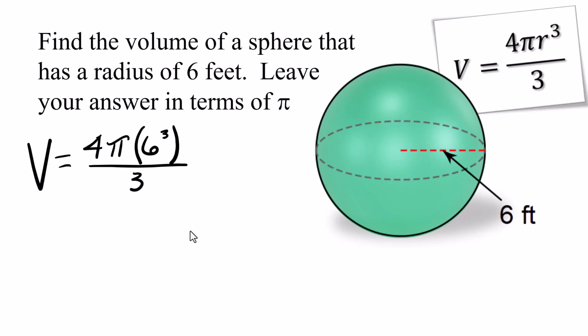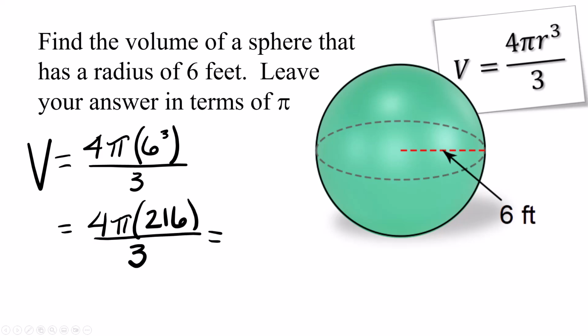4 pi times the radius is 6, so that's got to be 6 cubed, and then we're dividing that by 3. The only number we need is the 6 radius. So we're going to cube that, and we get 4 pi times 216, all divided by 3. I take 4 times 216, I get 864 pi.